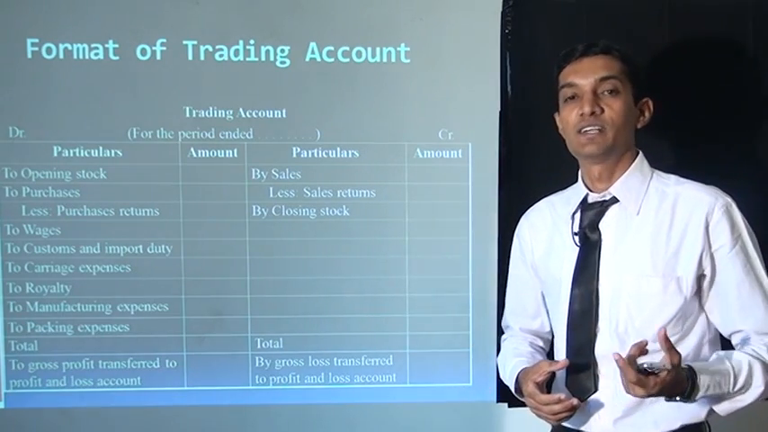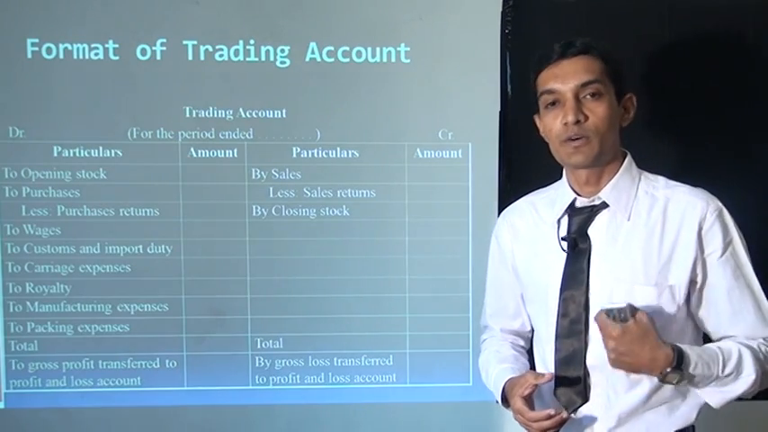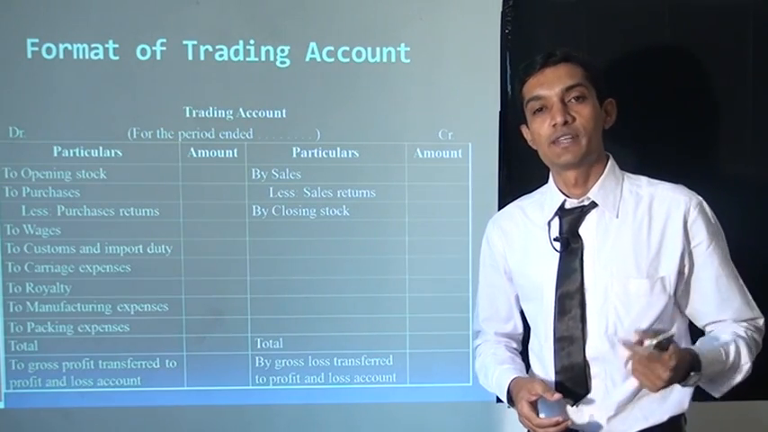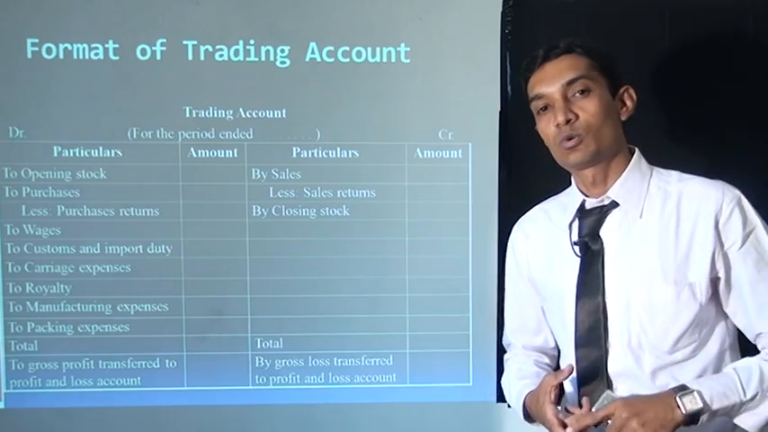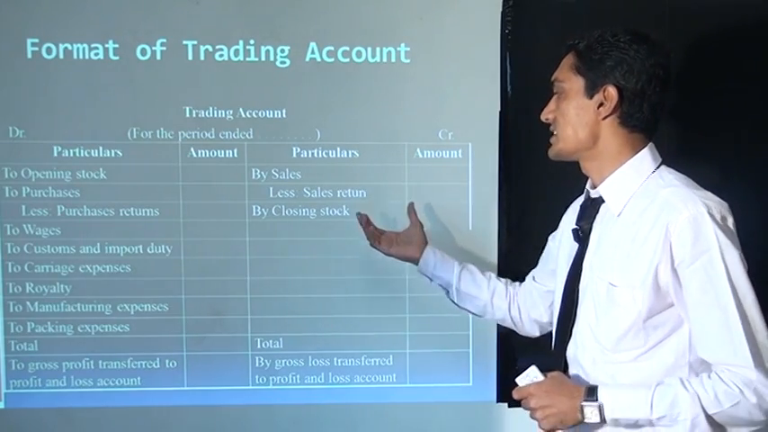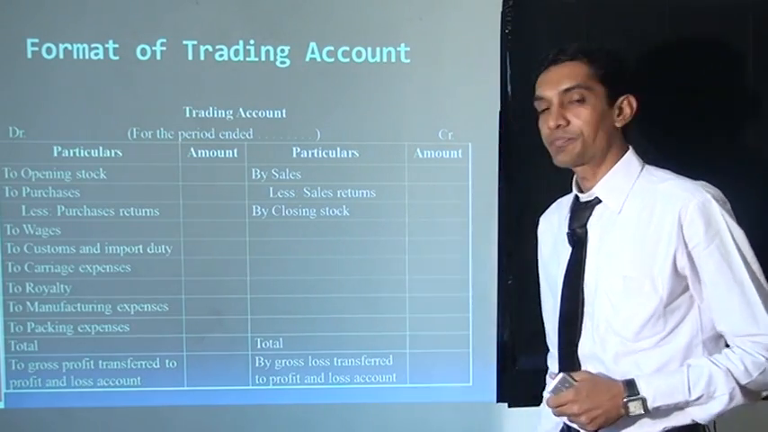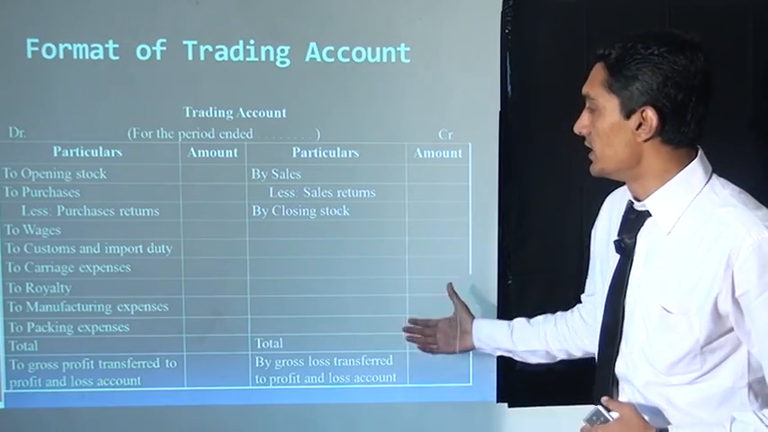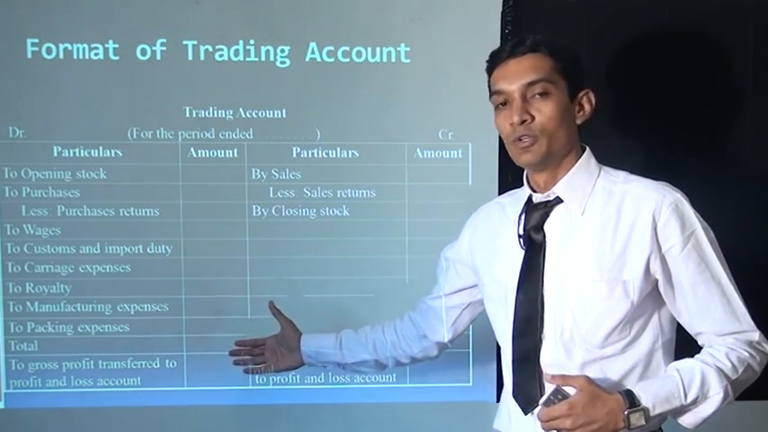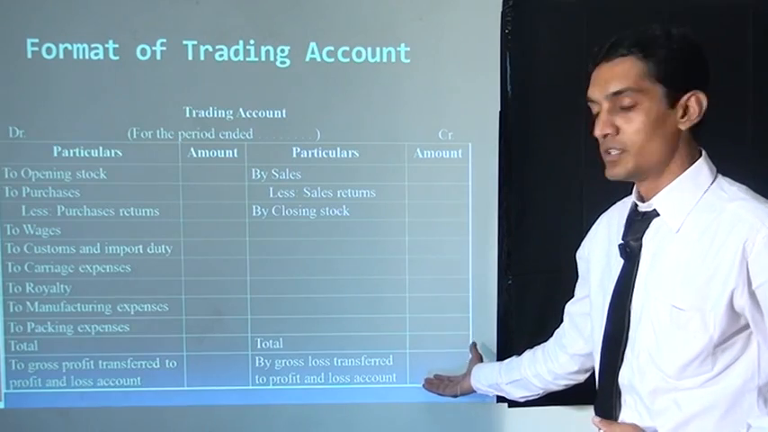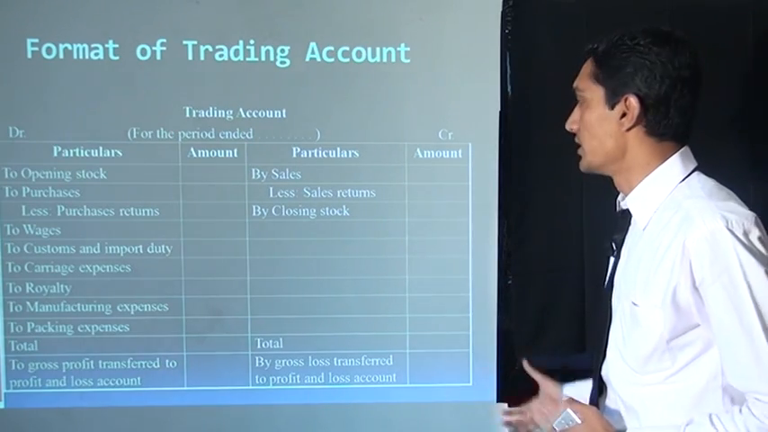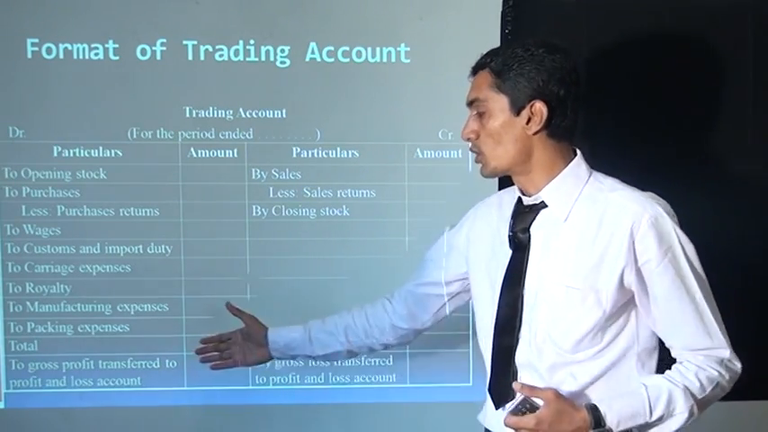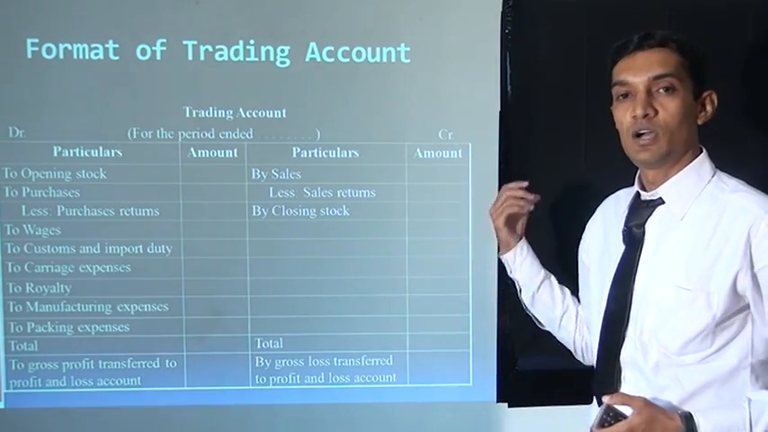On the credit side, sales returns. Suppose there is a debtor and our goods have a defect, so the debtor returns the goods to us. In that situation, it is sales returns. Then closing stock. Now if the debit side is more, it is our loss, transferred to the profit and loss account. If the credit side is more, the gross profit is transferred to the profit and loss account.